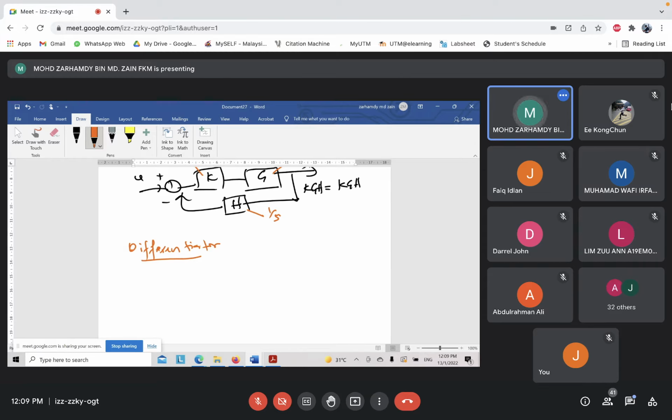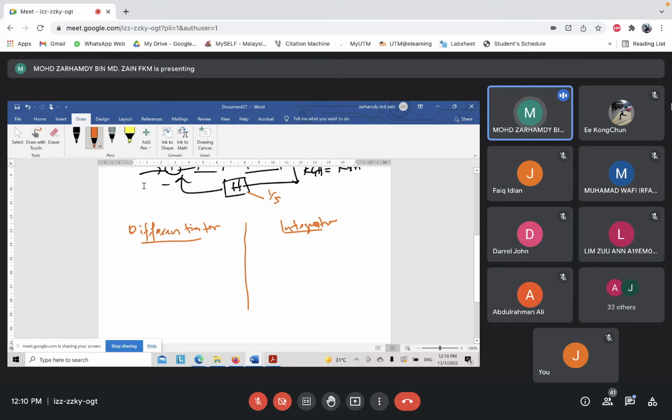Differentiator. Okay. And we have also integrator, we have integrator, and also another one. Okay, tak apa. So now we need to consider all this, please be careful.